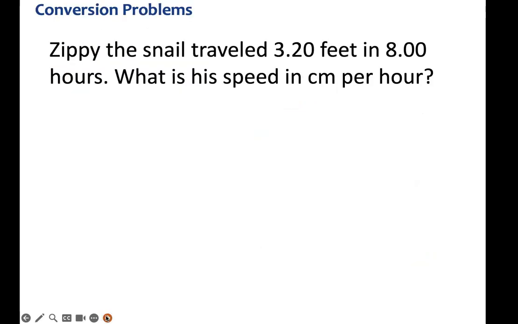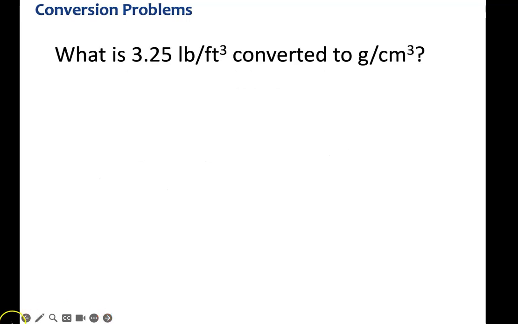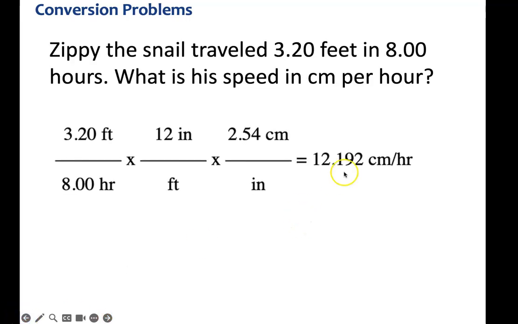All right. So here we go. Here's your next problem. We've got a speed problem here. Great time to pause the video. All right, so hopefully you came up with this. And of course, we've got to round that to significant figures. So that means it should be rounded to 12.2. Should be where we are for significant figures because our problem has 3 significant figures.